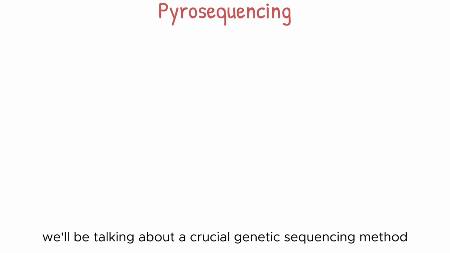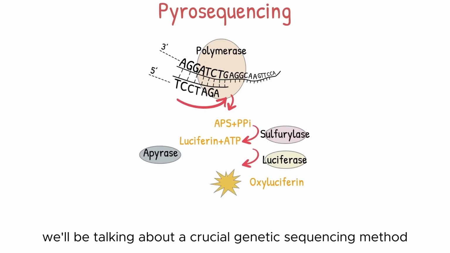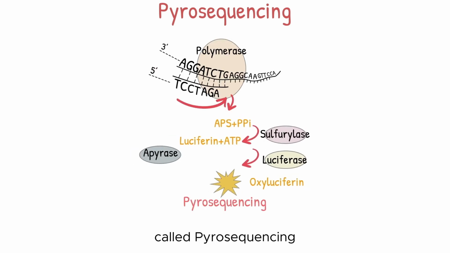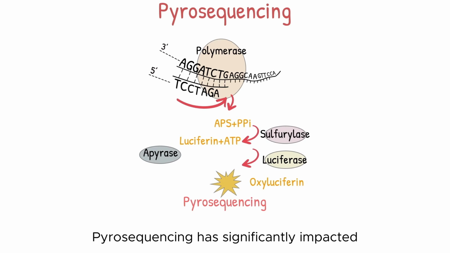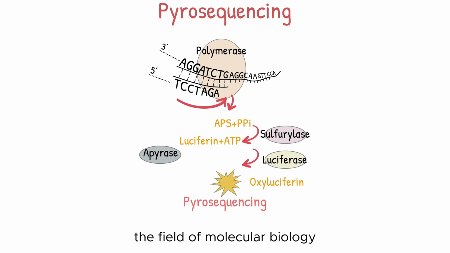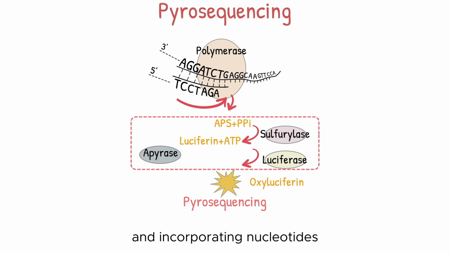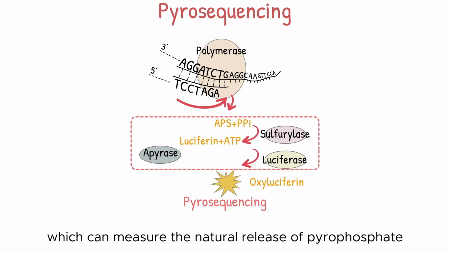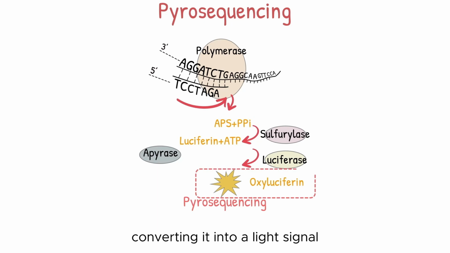Today, we'll be talking about a crucial genetic sequencing method called pyrosequencing. Developed during the early 1990s, pyrosequencing has significantly impacted the field of molecular biology. It's a method that works by adding and incorporating nucleotides, which can measure the natural release of pyrophosphate in real time, converting it into a light signal.